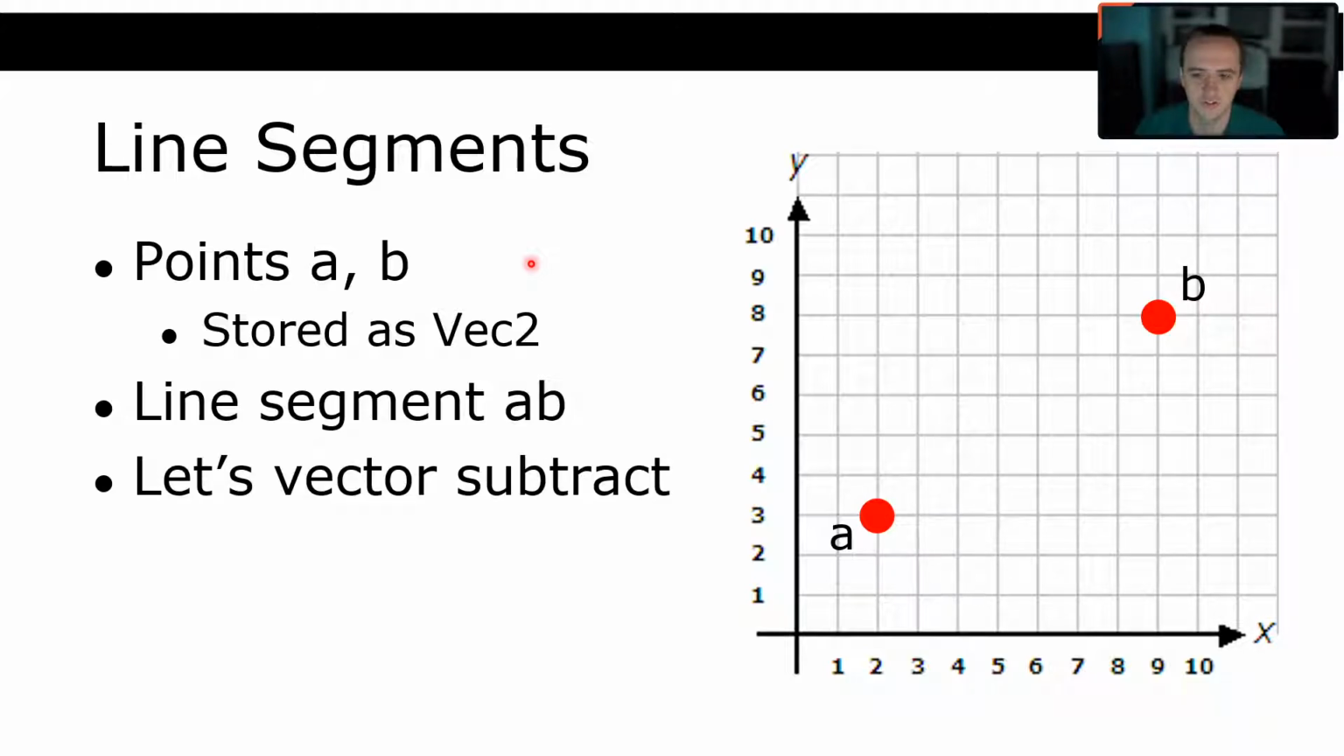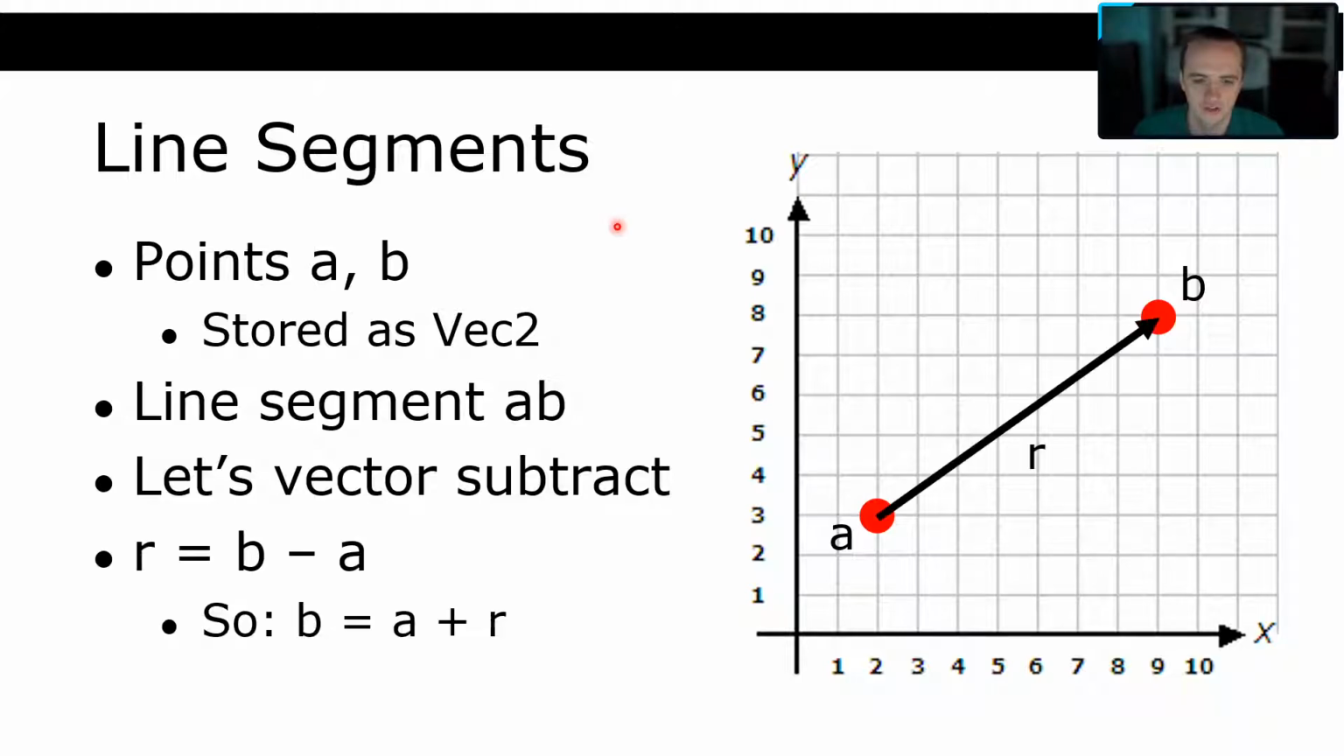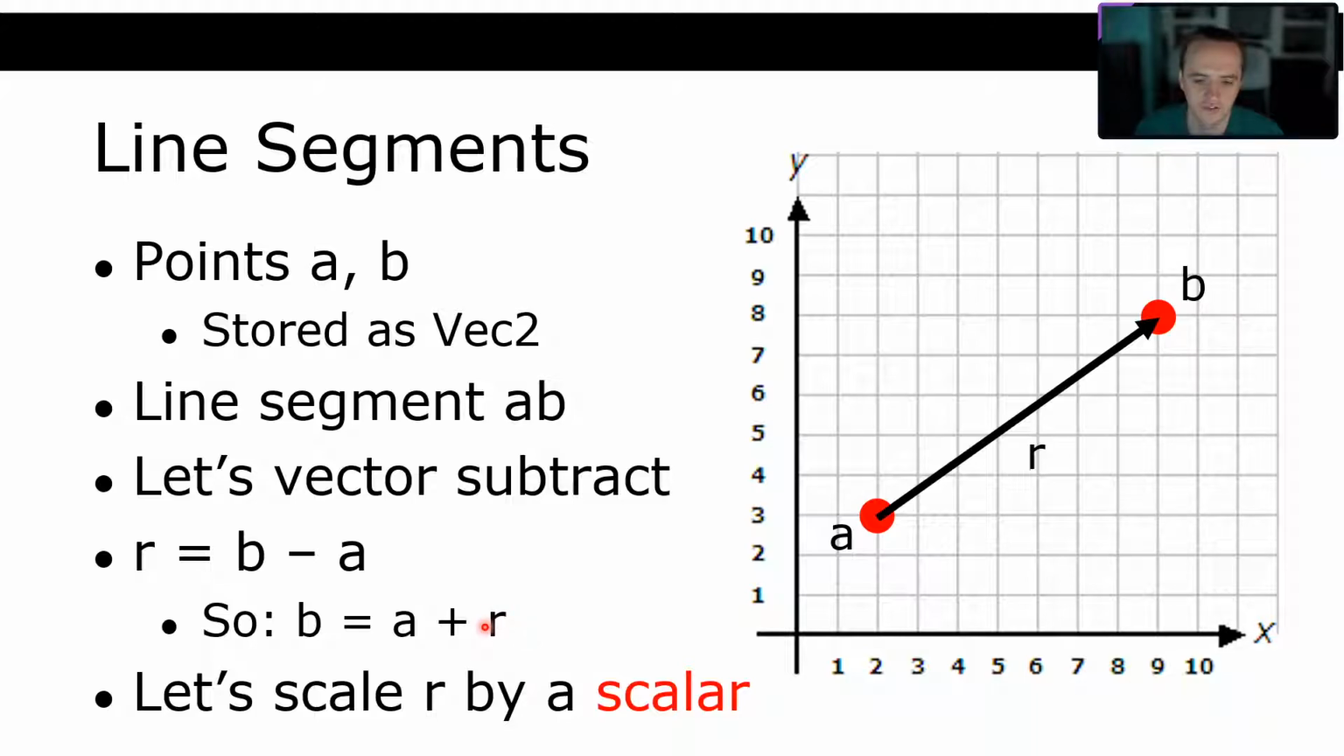So let's do some vector subtraction here and see where we get. Let's take a little journey into vector math. So we're going to find vector r, and that's going to be b minus a. And we talked about last time, if we take a destination and subtract it from an origin, then what we get is the vector pointing from the origin to the destination. So here, b minus a equals r, and r is the vector pointing from a to b. And now we're going to scale r by a scalar, okay?